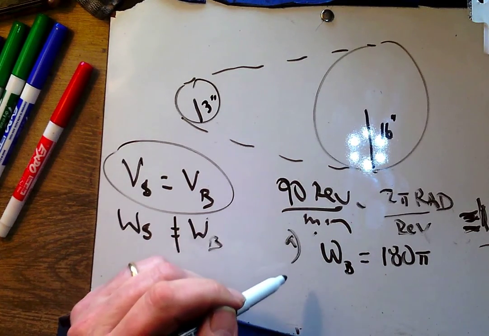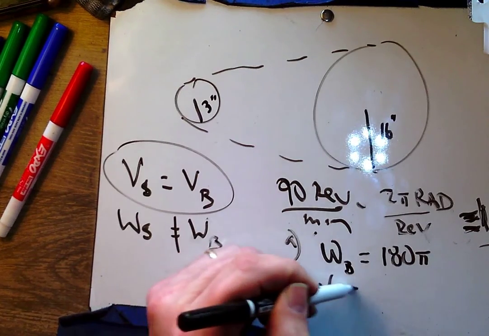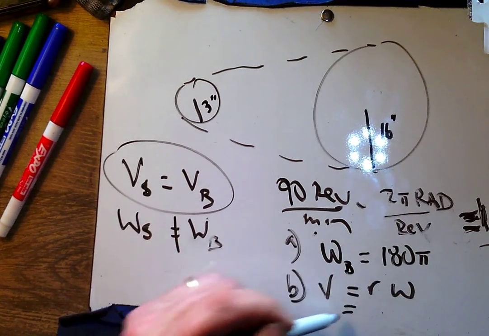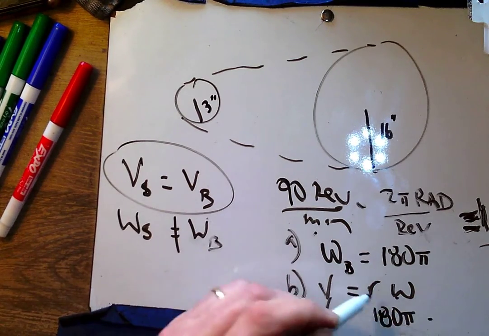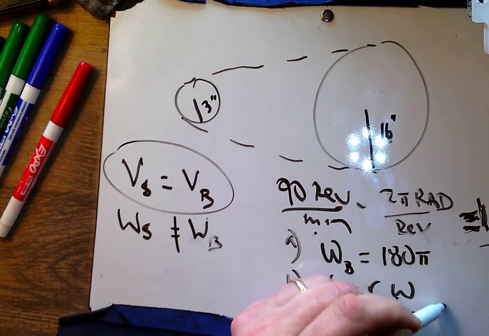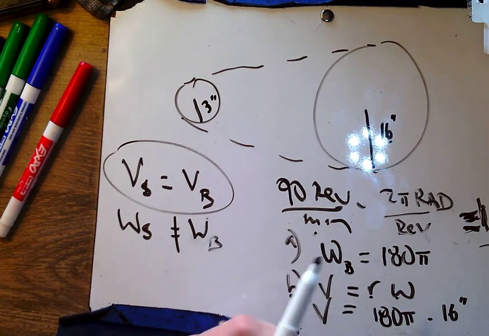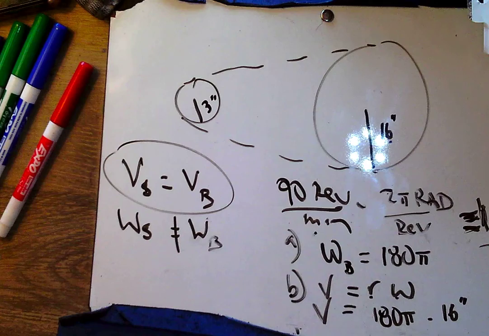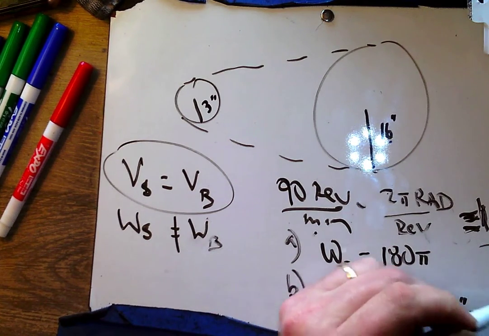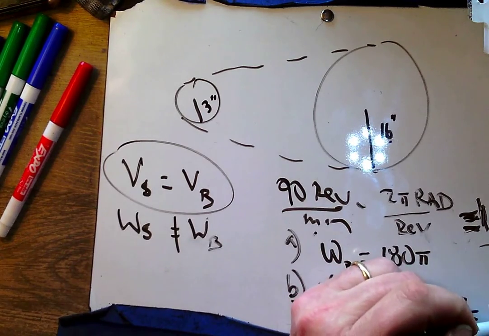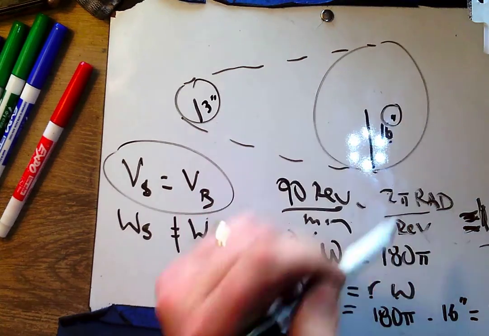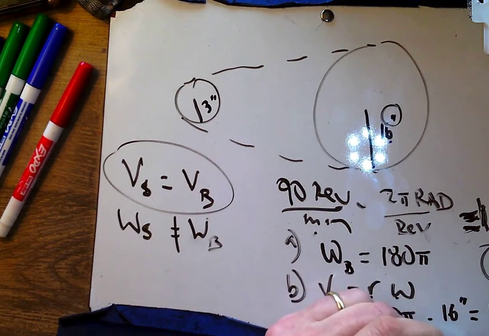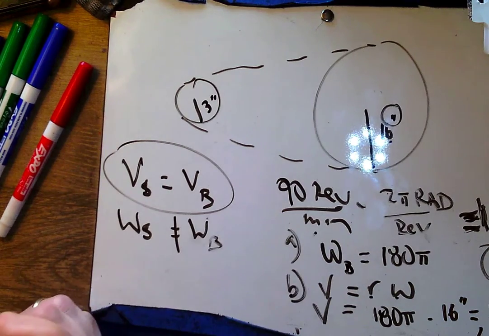Find the linear velocity of the big one. Oh, well, we're going to use V equals R times omega. So our linear velocity is going to be our angular velocity times our radius. Whoa, 16 inches. And so 180 pi times 16, I end up with 9047.789. And what are my units? Inches per minute. Don't forget your units on these.